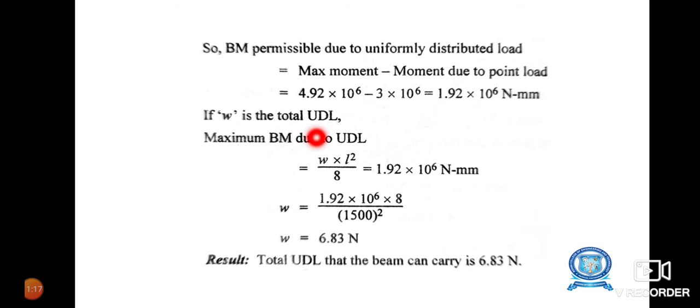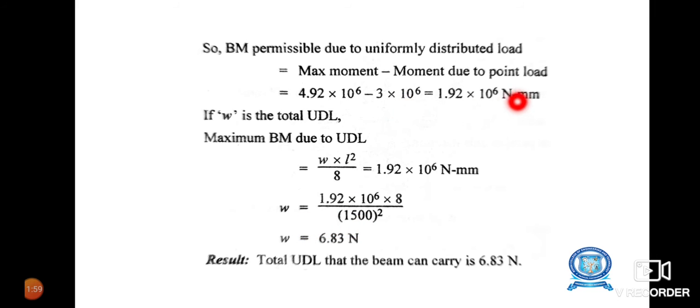Next, W is the total UDL. So for the maximum bending moment due to UDL, the formula for a simply supported beam is WL square divided by 8. We apply all the given values. So we apply the value 1.92 into 10 power 6 into 8 divided by 1500 square. So we got the W value. W is equal to 6.83 Newton.